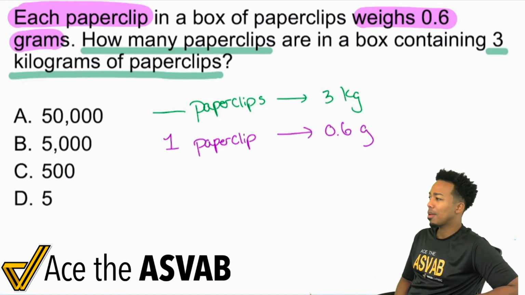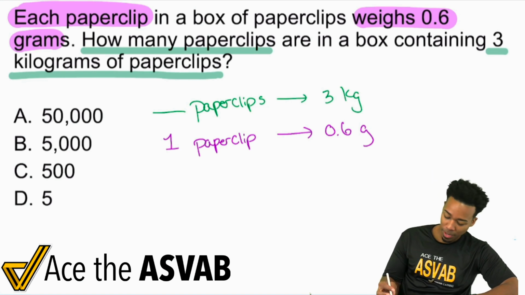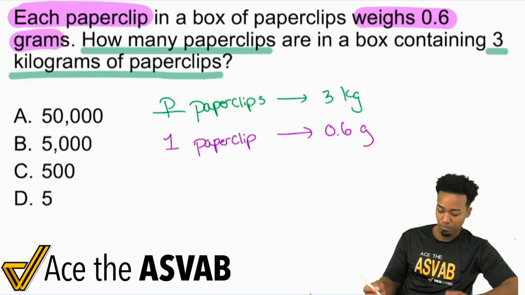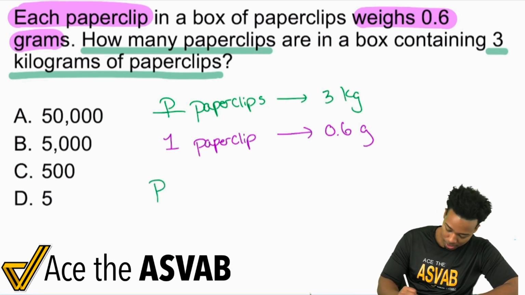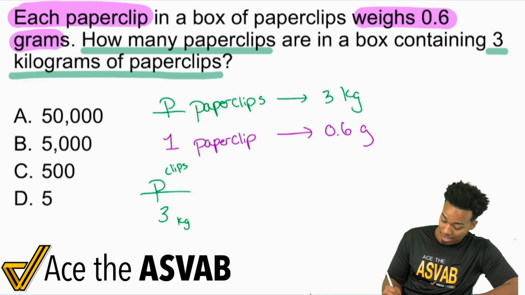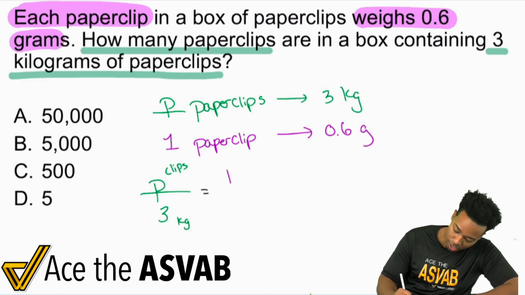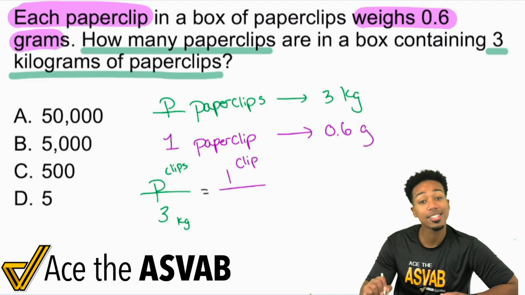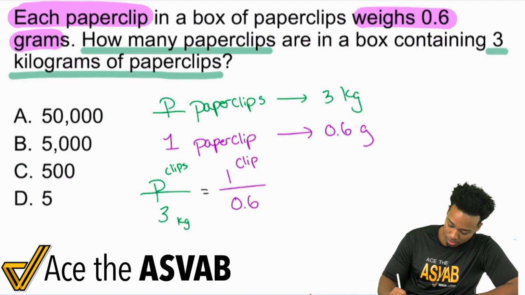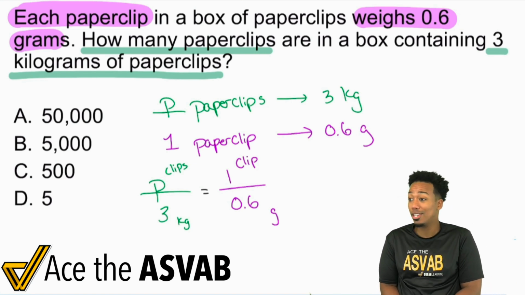So you may be looking at this and you might be saying, wait, hey coach, isn't this a proportion? Yeah, absolutely. You can go ahead and say this is P paper clips to 3 kilograms. So P paper clips over 3 kilograms is going to be equal to, and again, just make sure that you are comparing the same things in the same way. So you might be saying, okay, one paper clip is the same as 0.6 grams, and you might be looking at this that way and being like, yeah, I got this.